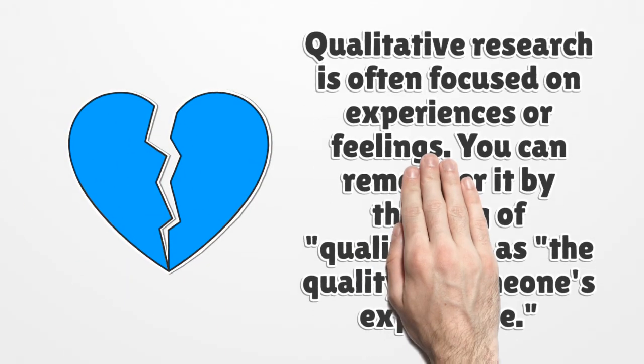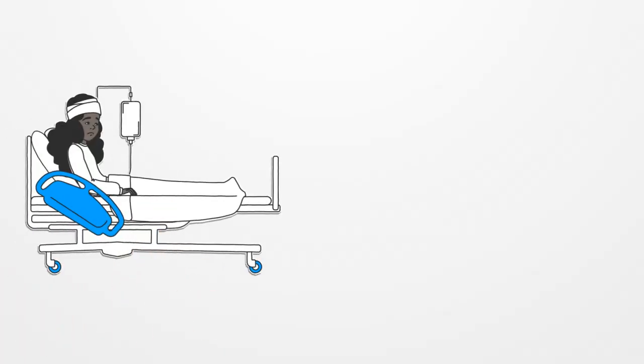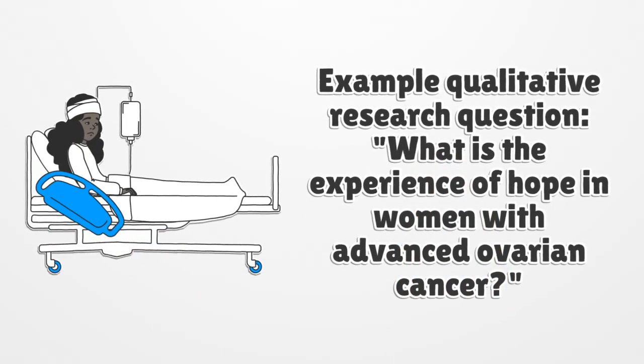Qualitative research generally refers to research that uses interviews and observation to explore a phenomenon within a real-world context. The focus is often on the participants' perceptions, experiences, or feelings. An example of a qualitative research question is, what is the experience of hope in women with advanced ovarian cancer? A study like this might include interviews of women with advanced ovarian cancer. The phenomenon in question is the experience of hope. The researchers would develop a set of questions that they ask each participant and use their responses to understand the patient's perceptions of whether their hopefulness impacted their health.